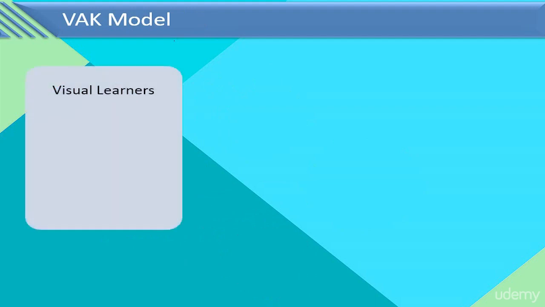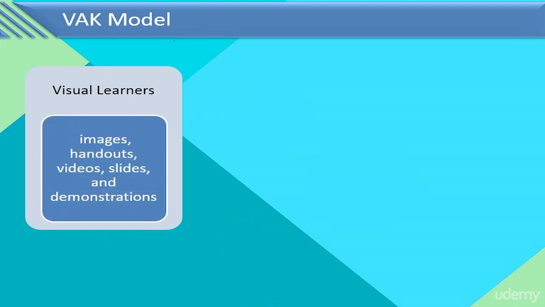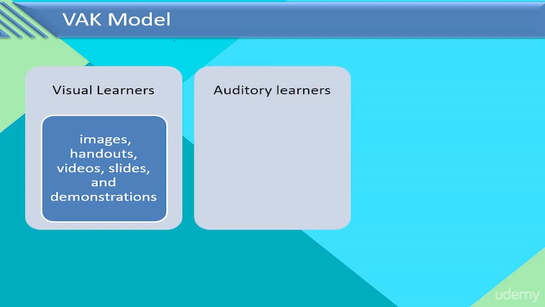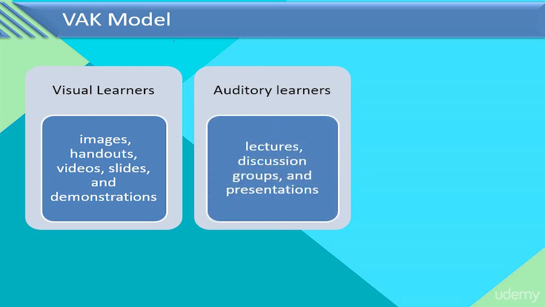Visual learners learn best by seeing. If you design courses that have no visual aids, these learners will be lost. In order to satisfy visual learners, instructional designers should include images, handouts, videos, slides, and demonstrations in their courses. Auditory learners, as opposed to visual learners, understand and retain information by hearing it. To accommodate their needs, you should include lectures, discussion groups, and presentations as part of your course design.